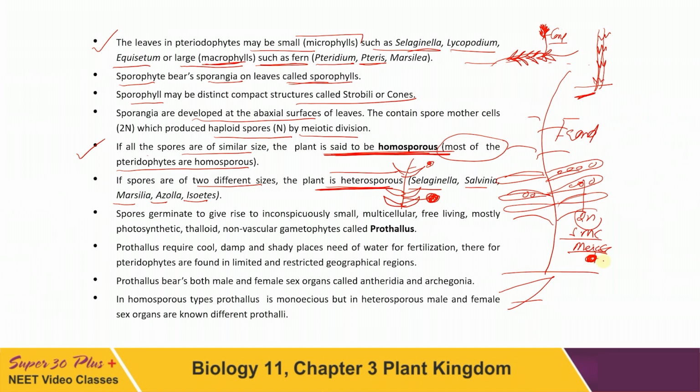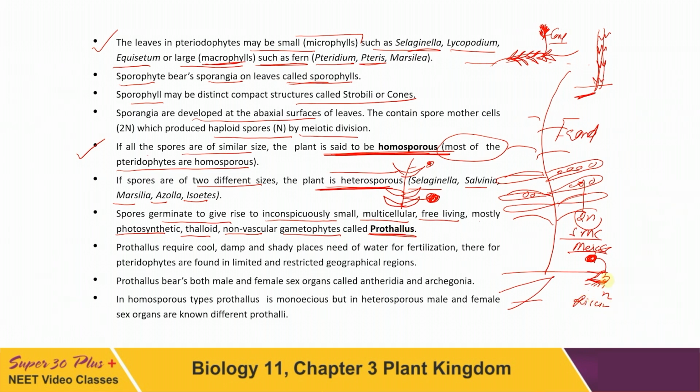The spore will germinate, it will fall on the moist soil, and it will germinate into a very small, independent, multicellular, heart-shaped structure, that is known as prothallus. Important point: having n number of chromosomes. The spore germinates to give rise to an inconspicuously small, multicellular, free-living, mostly photosynthetic, thalloid, non-vascular gametophyte called prothallus. It is just like Riccia of bryophytes.